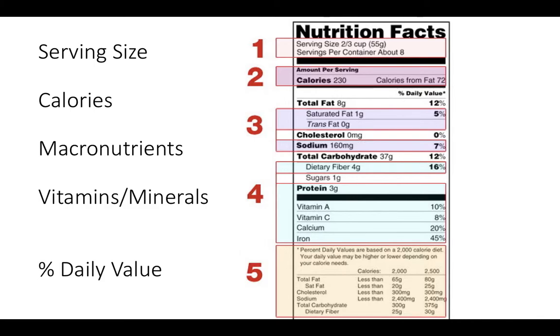You'll also find the calories and then different nutrients that are selected that are required to be listed, vitamins and minerals, and then the percent daily value. The percent daily value is based off of the RDAs, and the RDA again is telling you how much vitamin A or vitamin C or calcium or iron that you're required to have within one day. So this little percent right here is the daily value.